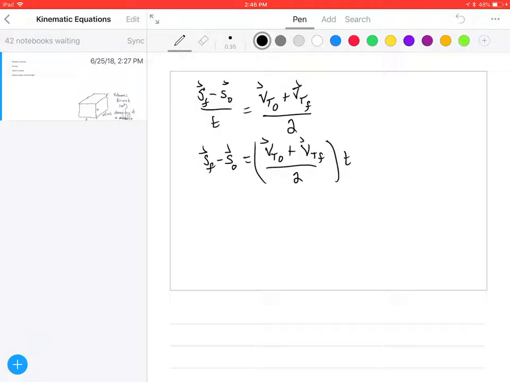the time. So if we wanted to find the displacement, we can find the displacement using this particular equation. We would just need to know the initial velocity, the final velocity, and the time of flight, or the time it took for the event to take place. Okay.